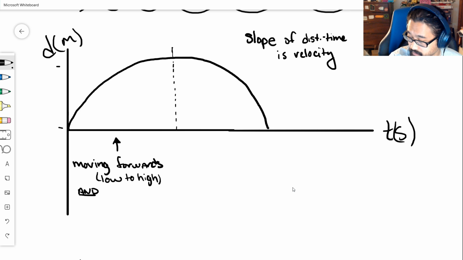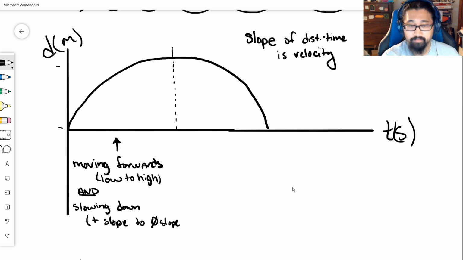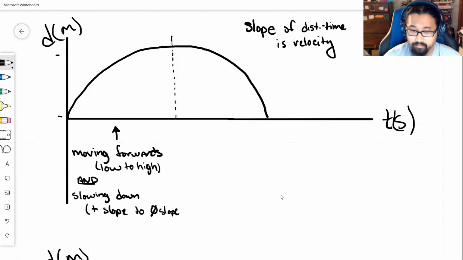And it's slowing down because it's positive slope to 0 slope. So we're moving forward, we're slowing down, positive slope to 0 slope. This section, and I'm really pointing at this whole second half.